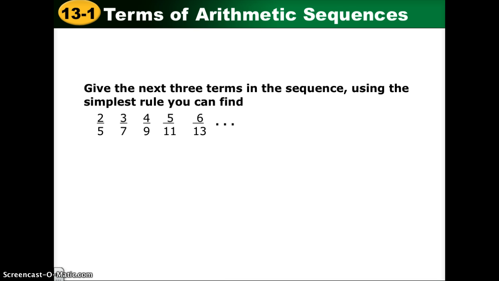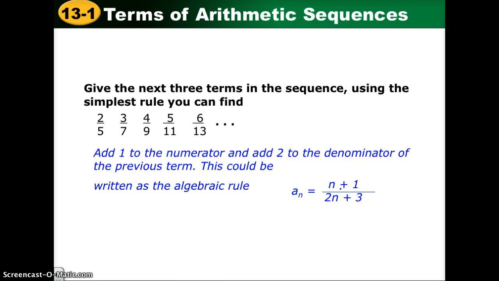Give the next 3 terms in the sequence using the simplest rule you can find. It doesn't have to be complex. You can look at these as numerators and denominators. So in the numerators, it goes 2, 3, 4, 5, 6. Denominators 5, 7, 9, 11, 13. So we're adding 1 to the numerator, and we're increasing that denominator by 2. We're not worried about writing any algebraic rules right now, but that's showing exactly what we would be doing. So 7 fifteenths, 8 17ths, and 9 19ths.